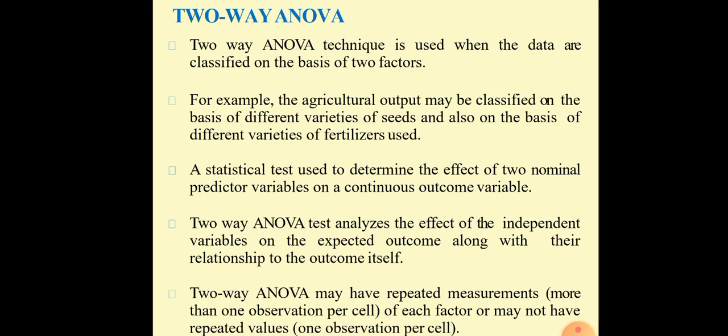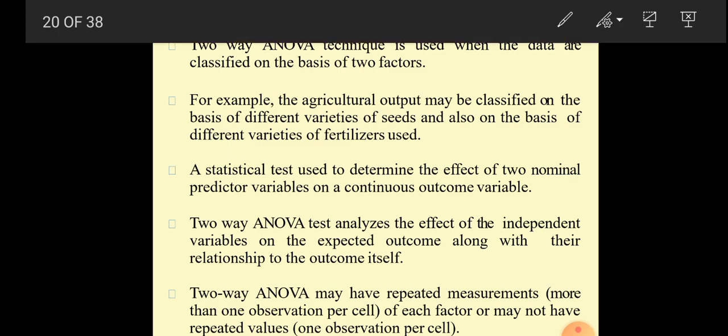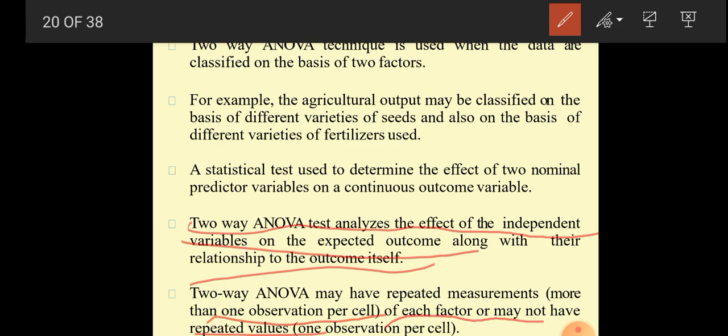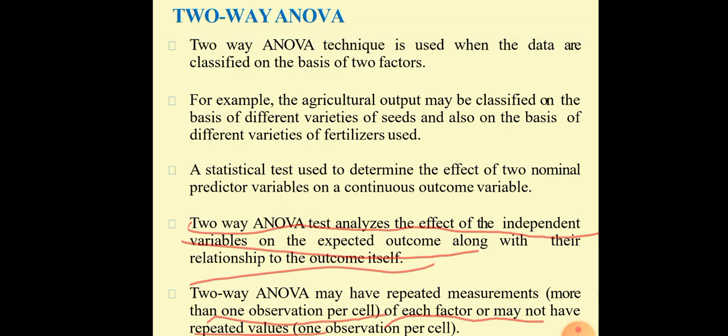It is a statistical test used to determine the effect of two nominal predictor variables on a continuous outcome variable. Two-way ANOVA test analyzes the effect. This is very important: the two-way ANOVA test analyzes the effect of the independent variables on the expected outcome along with their relationship to the outcome itself. Two-way ANOVA may have repeated measurements, more than one observation per cell of each factor, or may not have repeated values.